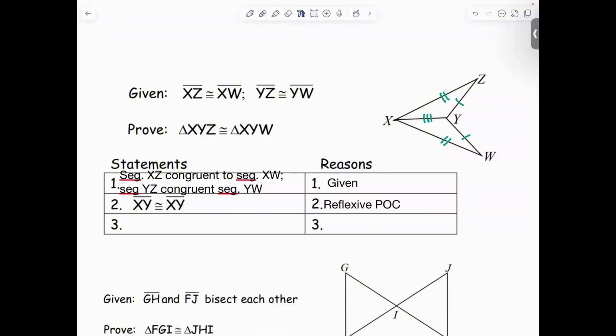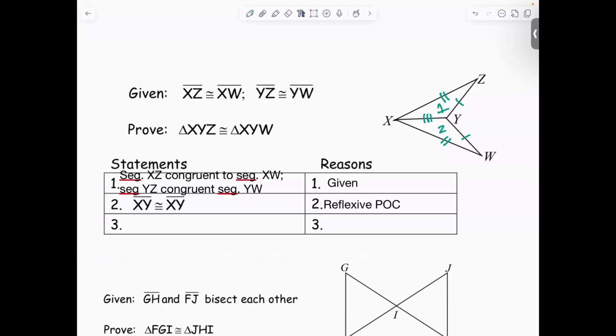Now notice they start, I'm just going to go back to marking up the document here, XYZ. So they're basically saying this triangle right here on top, I'll just mark it up with a little dot. We can just call it triangle one. So this triangle one up here is congruent to XYW. That's triangle two on the bottom. And that looks like triple side to me.